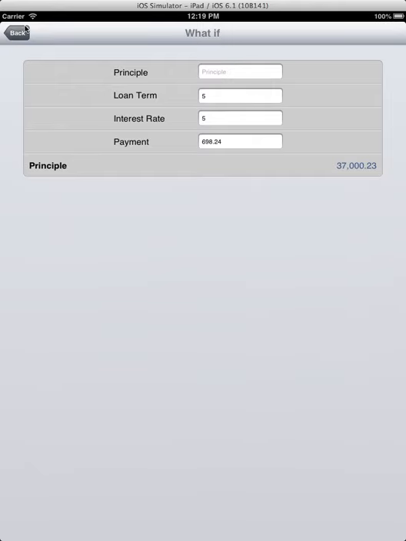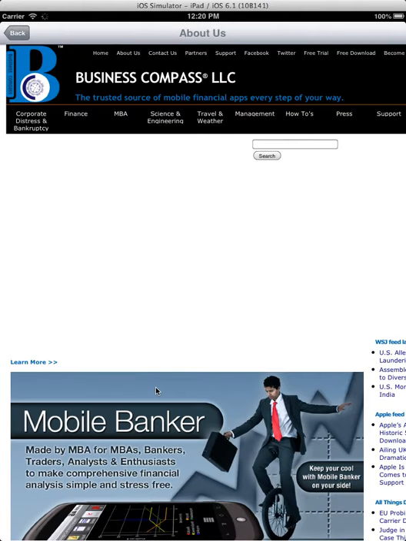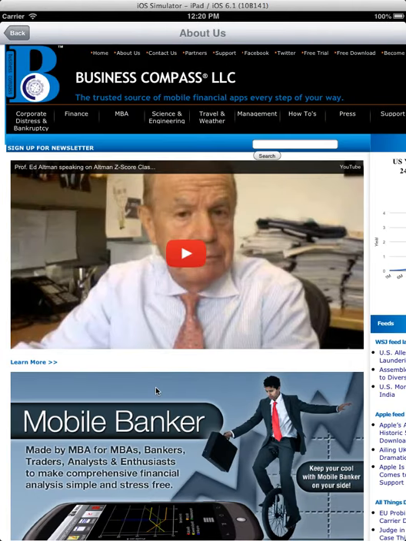Okay. So now going back to the main menu. So this application analyzes a lot of home finance related calculations and performs a lot of analysis valuable to the home buyer. I hope you find this application to be useful, and please join us at Business Compass LLC to learn more about this.